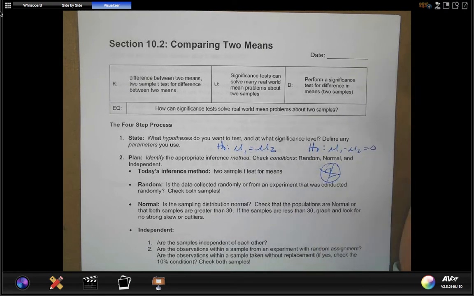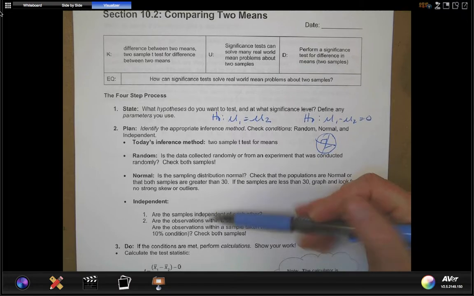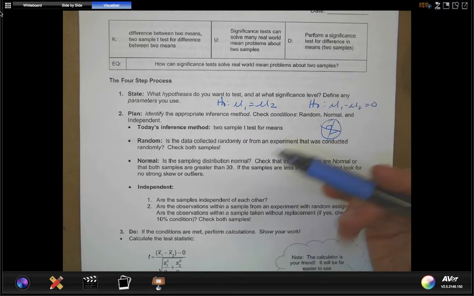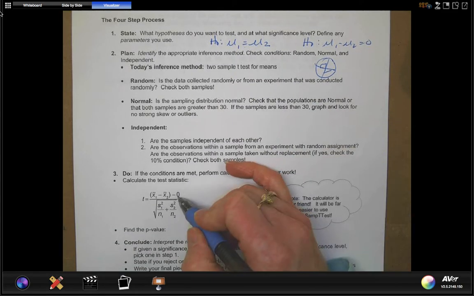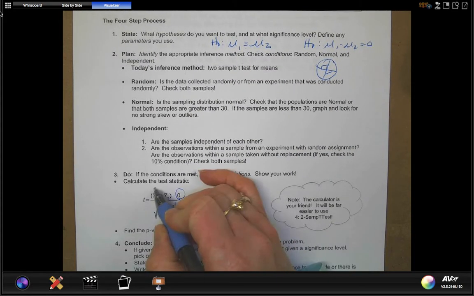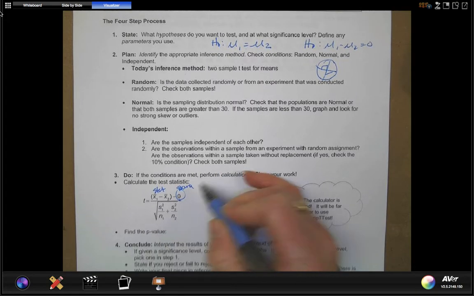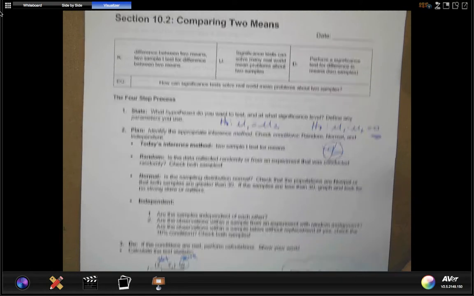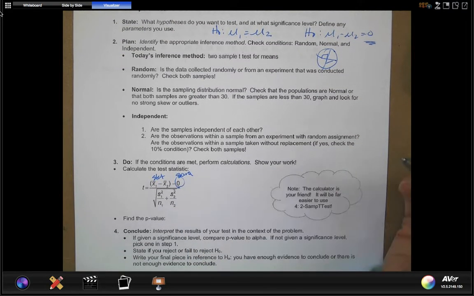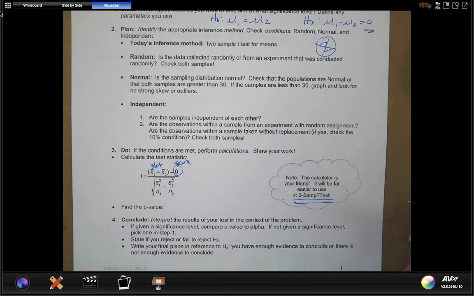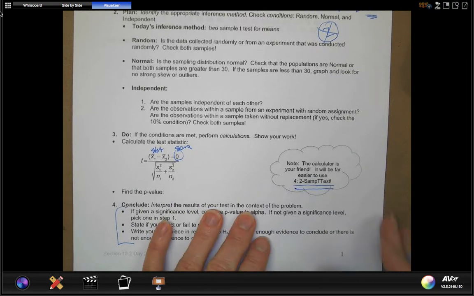Random check, same as yesterday. Normal check, same as yesterday. Independent, same as yesterday, or I should say last lesson. Here's your formula. Again, we're kind of always sticking with that easy scenario. Remember, this is your statistic. This is your parameter. So in our case, our parameter, we're always just saying 0. It doesn't always have to be that way, but that's what we're saying. There's that standard error there. There's your calculator command. This looks the same as it's always looked. Okay?